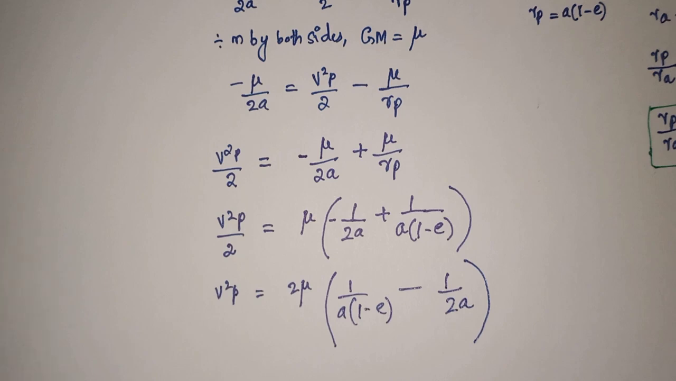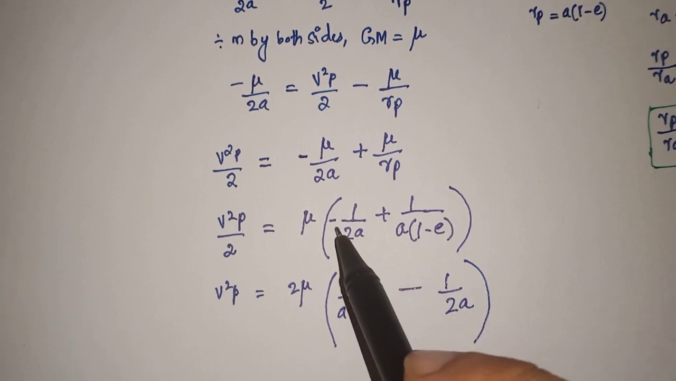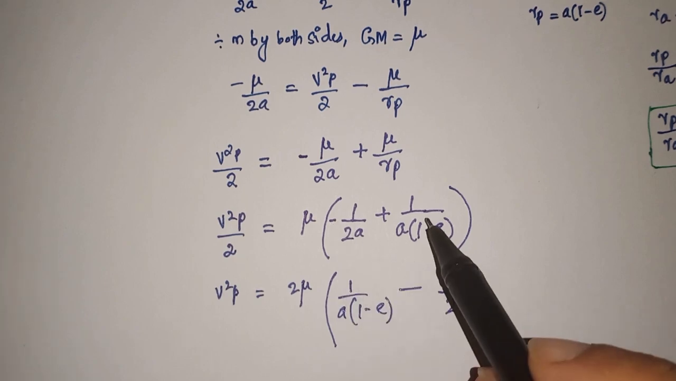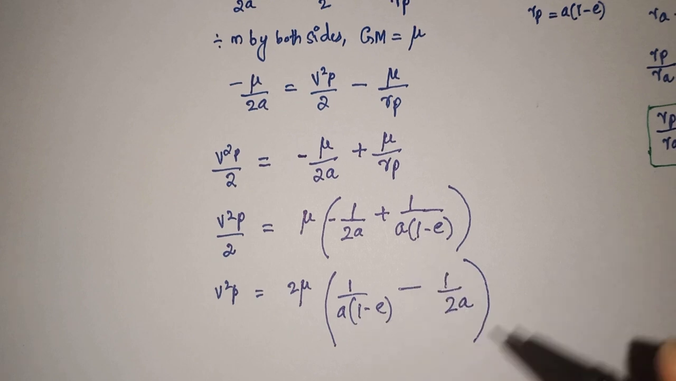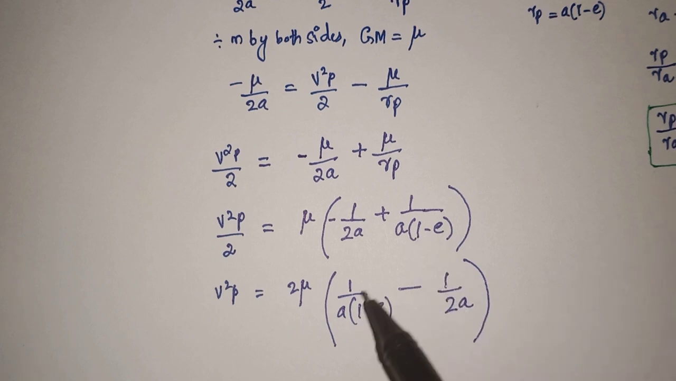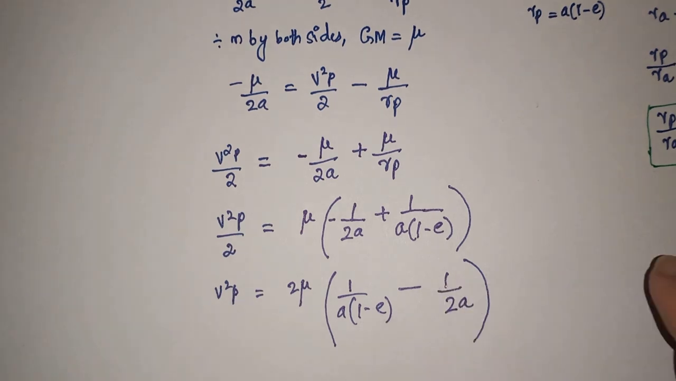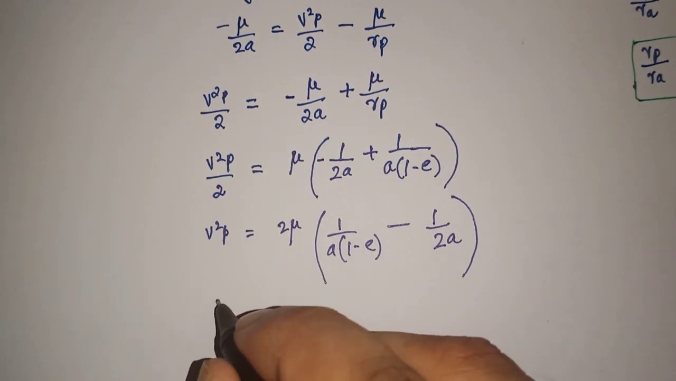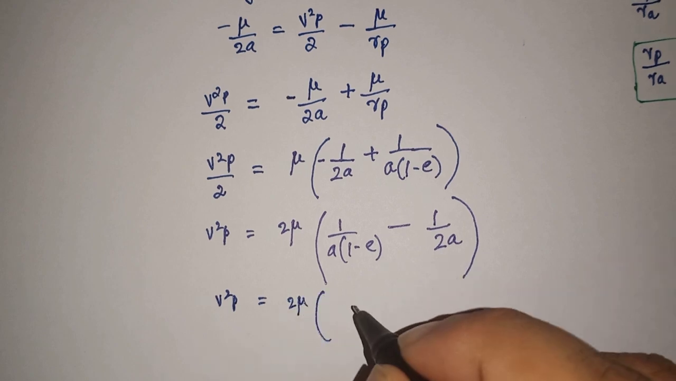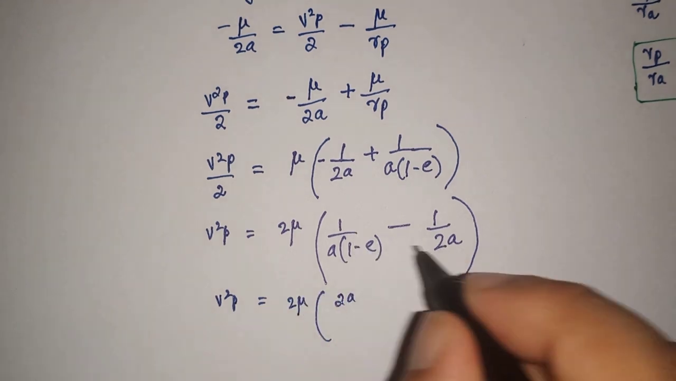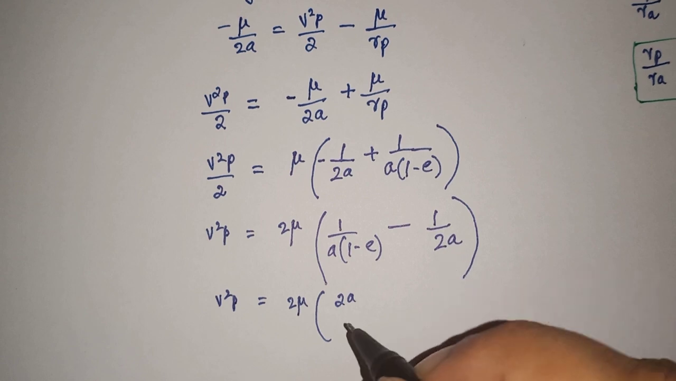Okay, if you do some rearrangement, you will get this, because here the minus sign is there. I have put the minus sign, and the positive term I have taken as the first term. Now if you simplify this expression, we are interested in the simplification now. So v square p is equal to 2 mu. You get 2a. Okay, you do the cross multiplication, which is pretty easy here.